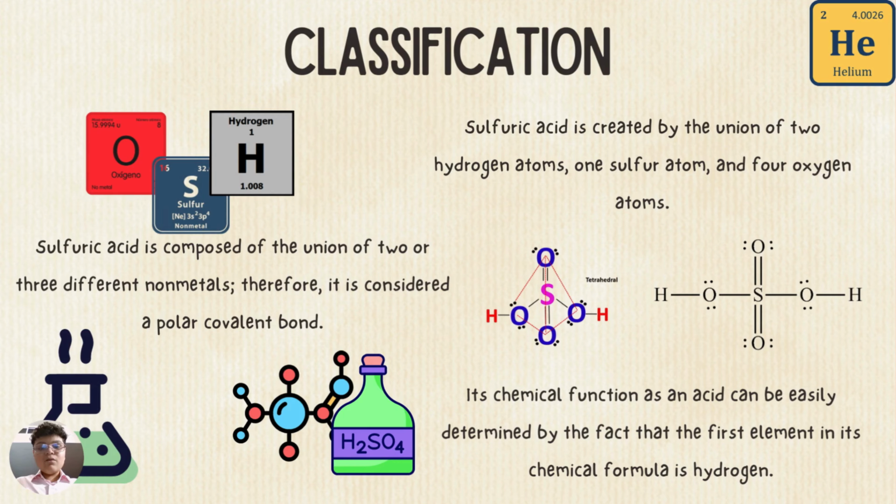Finally, an easy way to identify its chemical function, meaning whether it is an acid, base, salt, or oxide, is by observing its chemical formula. For example, bases usually end with OH, oxygen and hydrogen, and oxides contain oxygen at the end. In this case, the formula begins with hydrogen, so we can identify it as an acid.